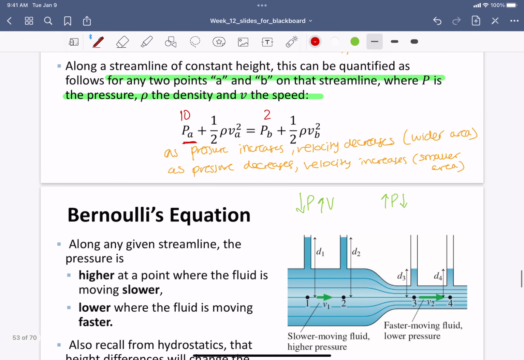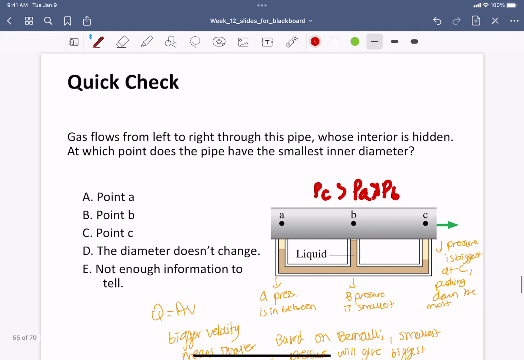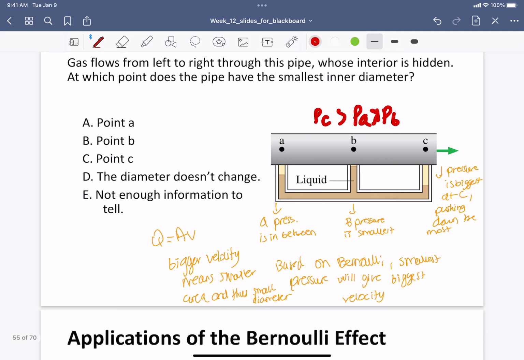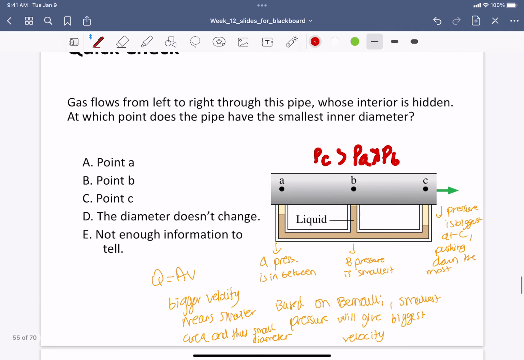I guess I want to think about this. So we're going to relate it to speed, and from speed we can relate it to the area, and obviously from the area we can relate it to the diameter and stuff. So I guess if you have bigger pressure, then we have, let's say, maybe slower speed then.